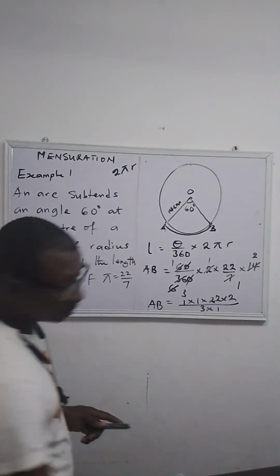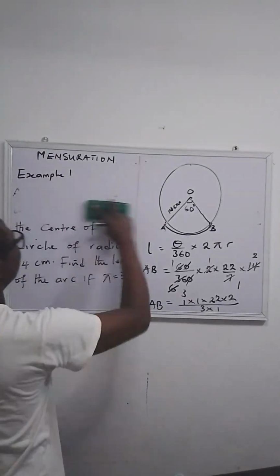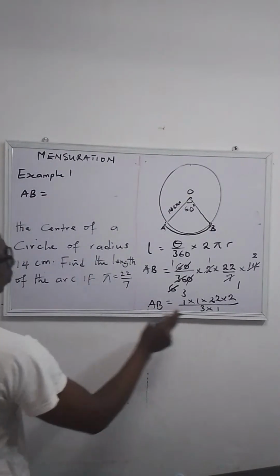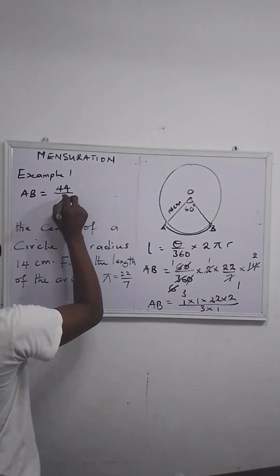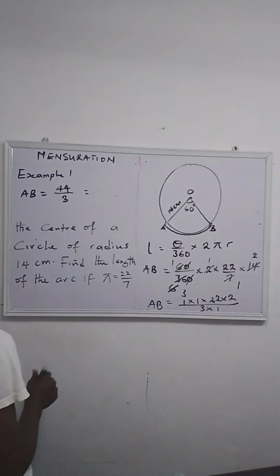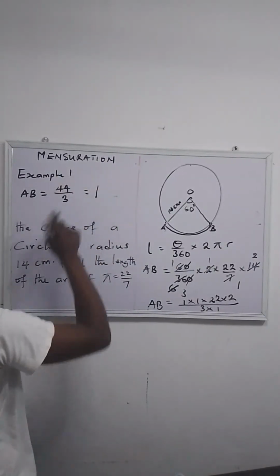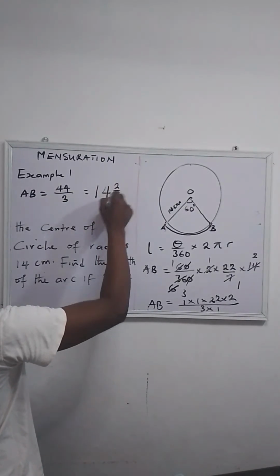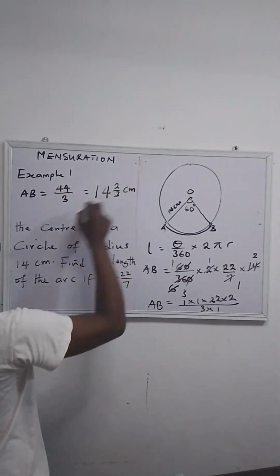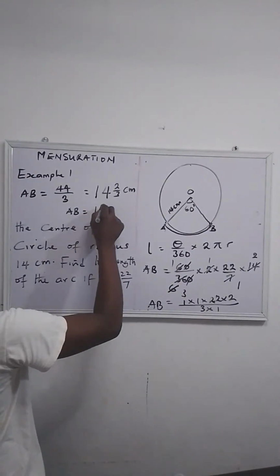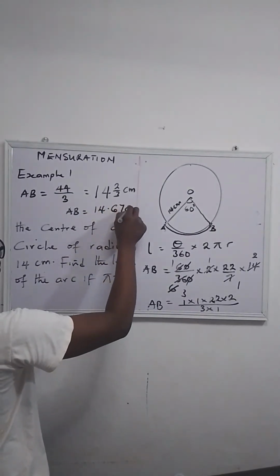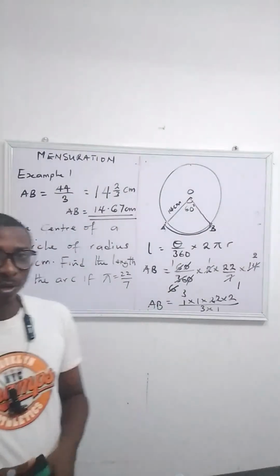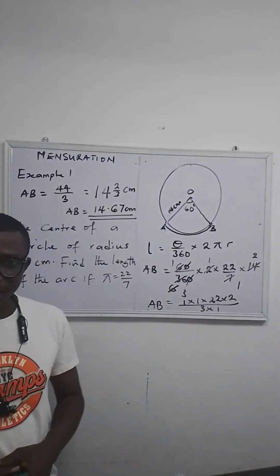So the length AB equals 44/3. And that gives us what? 3 goes in 4, that's 1, remainder 1. 3 goes in 14, that's 4, remainder 2/3. So AB will be 14.67 centimeters in decimal. This is the answer to the problem. So that is how to calculate the length of an arc of a circle.